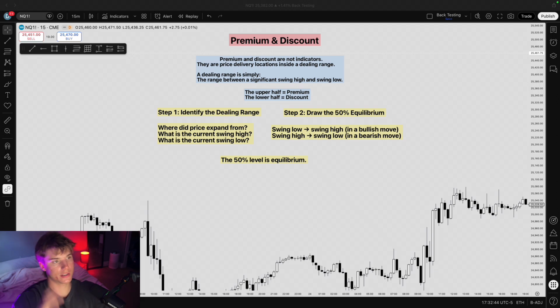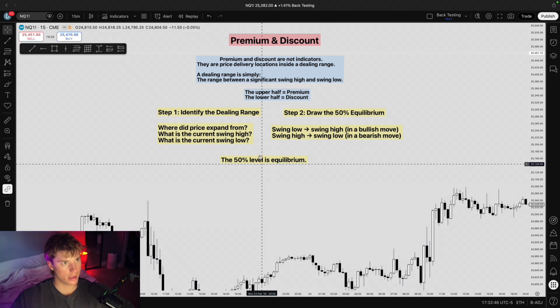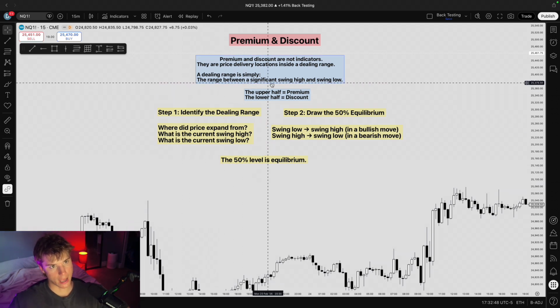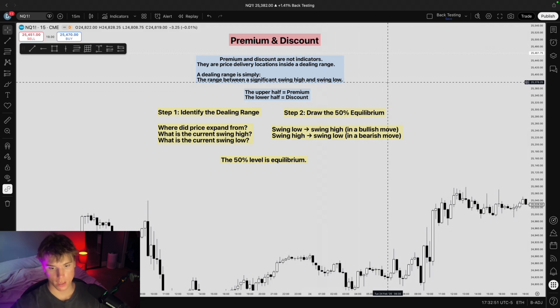A dealing range is, as you can see up here, a range between a significant swing high and swing low. Some examples of dealing ranges could be a daily profile, monthly dealing range, or the morning swing from when market opens to macro time. Those are a couple examples of significant swing highs and swing lows. Or it can be a big move or run in the 4 hour, 1 hour, or 15 minute.